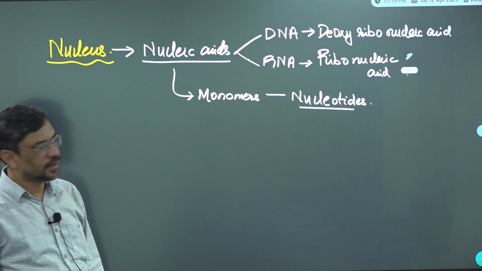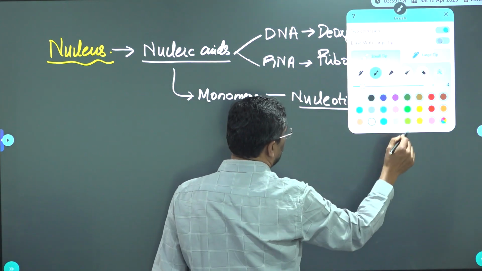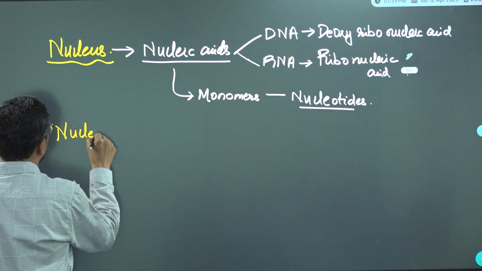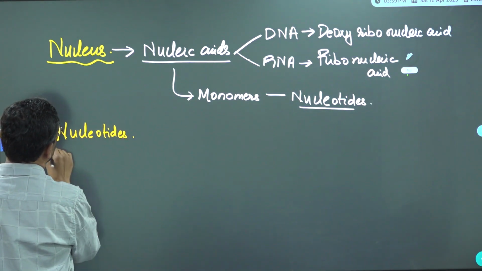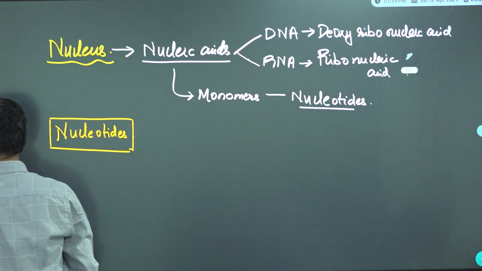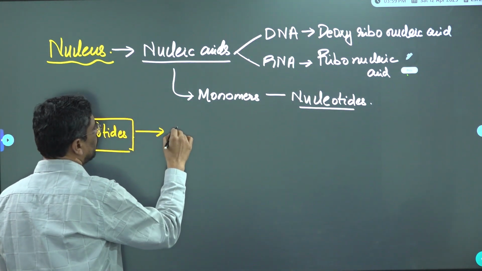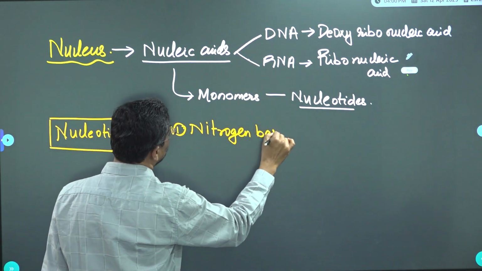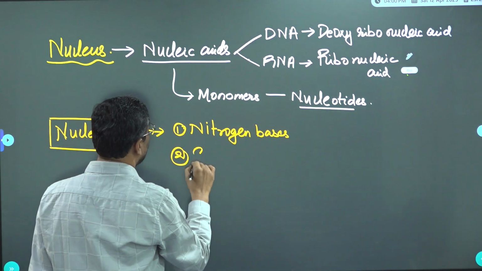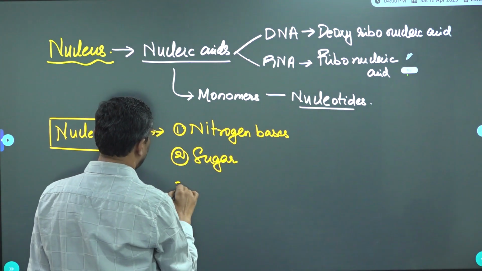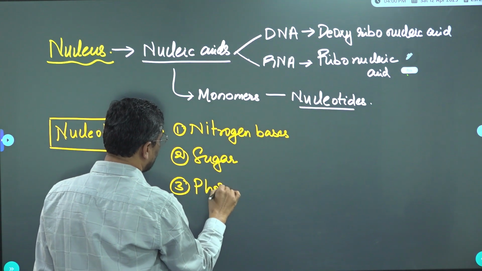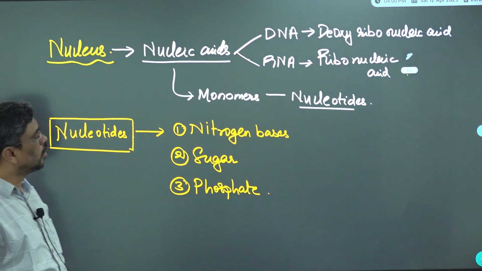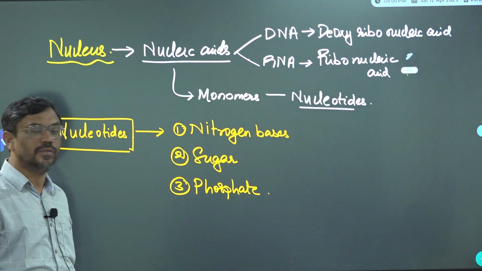Right. So if you observe the composition of these nucleotides, they are made up of nitrogen bases, sugar and phosphate. This you have to remember. The nucleotides are made up of nitrogen bases, sugar and phosphate.